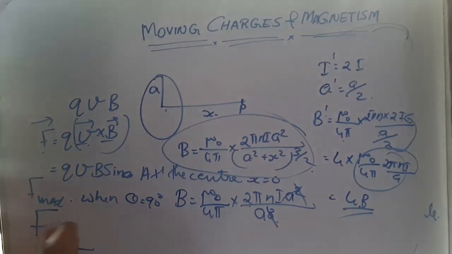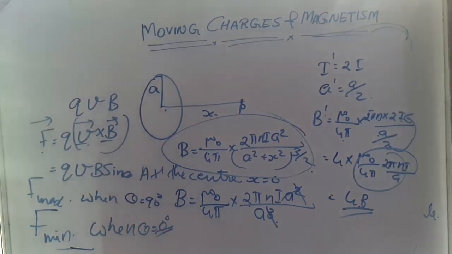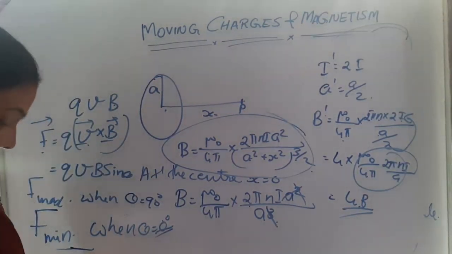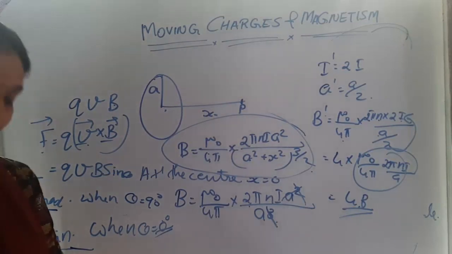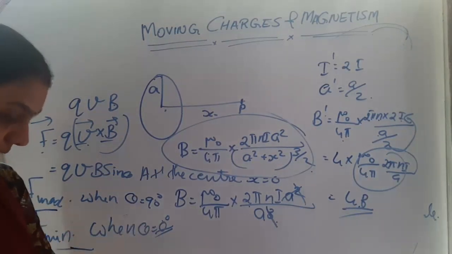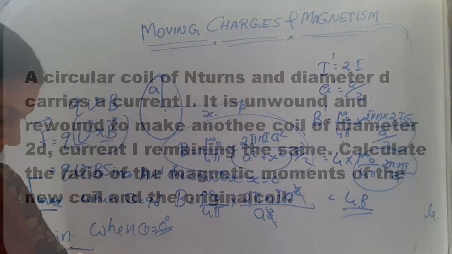And when will F be minimum? When theta equals 0 degrees. We will be getting the minimum force when theta equals 0 degrees. Clear? Now, one more question we will discuss.